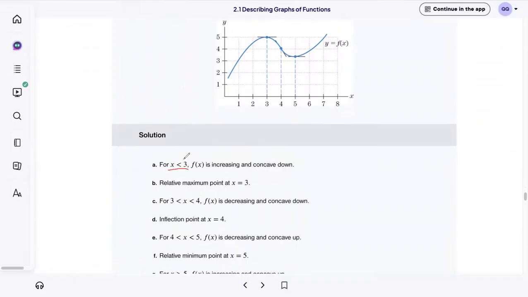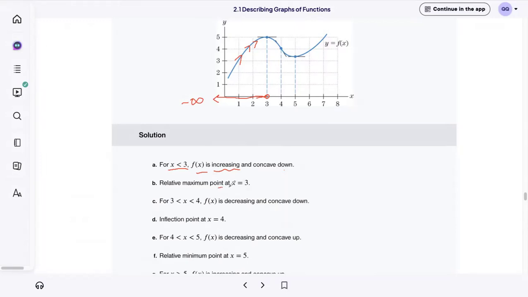So for x less than 3, where is x less than 3? From here, right? Starting from 3, not including 3, because there's no equal sign. So x less than 3, all those values. What happens to the function? f of x is increasing and concave down. Imagine negative infinity somewhere here. This is a function from negative infinity up to 3, an increasing function, and it is concave down.